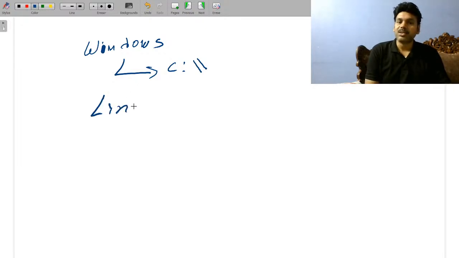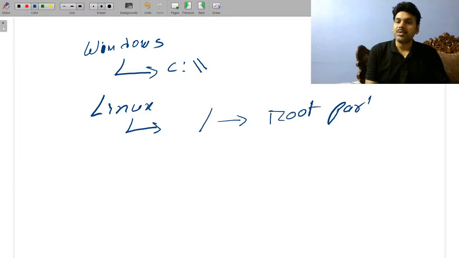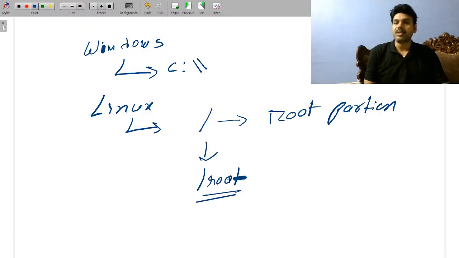As far as a Linux or Unix operating system is concerned, your main folder is slash. When I say slash, it is nothing but your root partition, and your work is going to start from the root partition. There is also a folder called root, so your work is carried forward from slash root. Therefore, friends, you observe that we are using the concept of a file system, which is secondary device management, and it always follows a hierarchical file system.